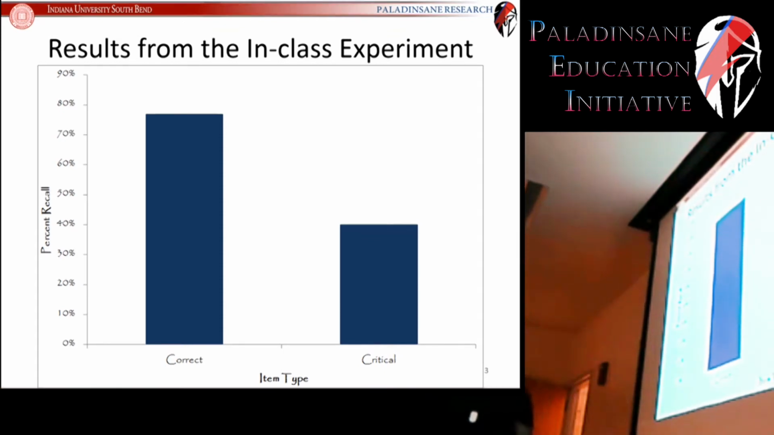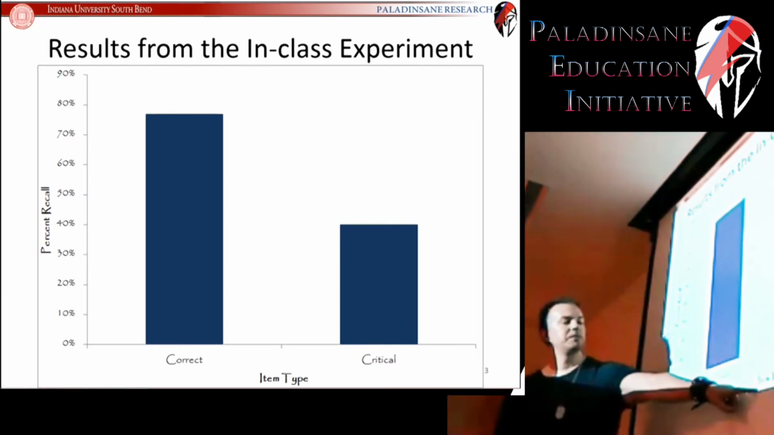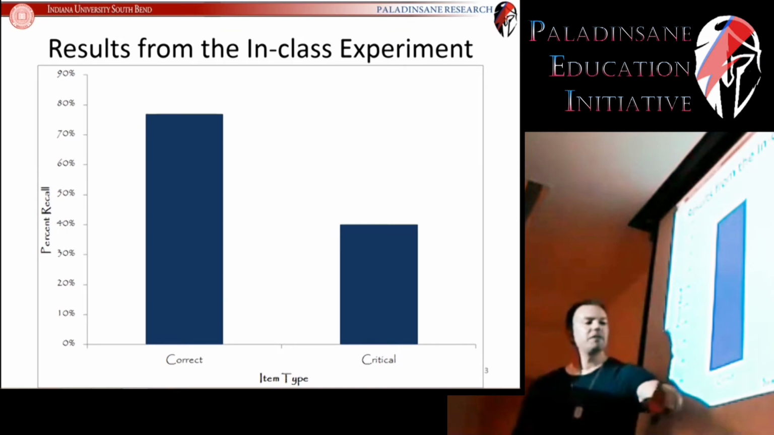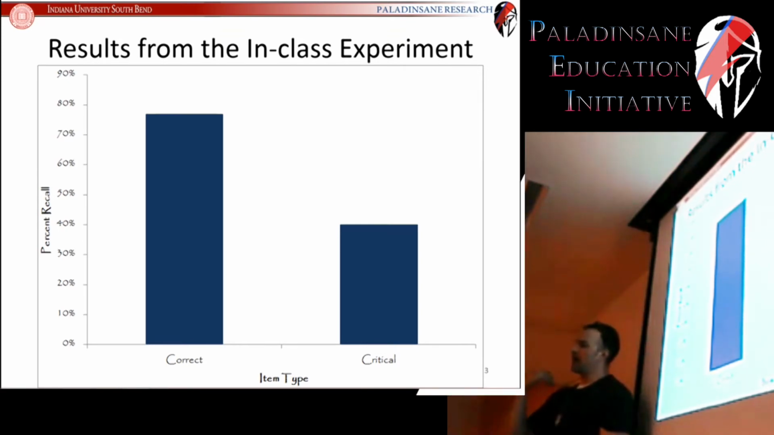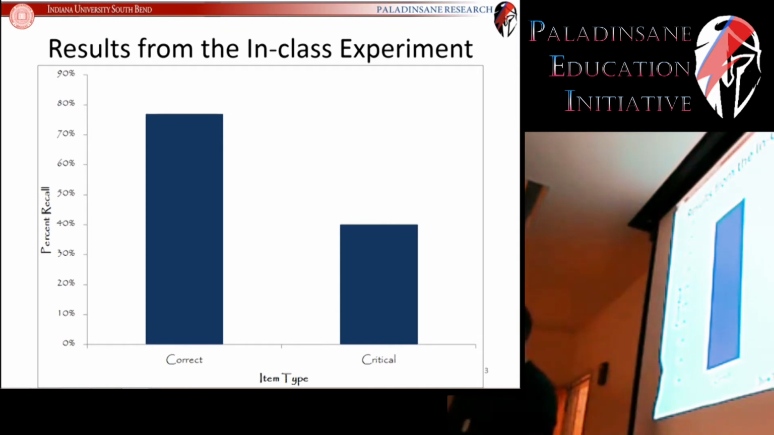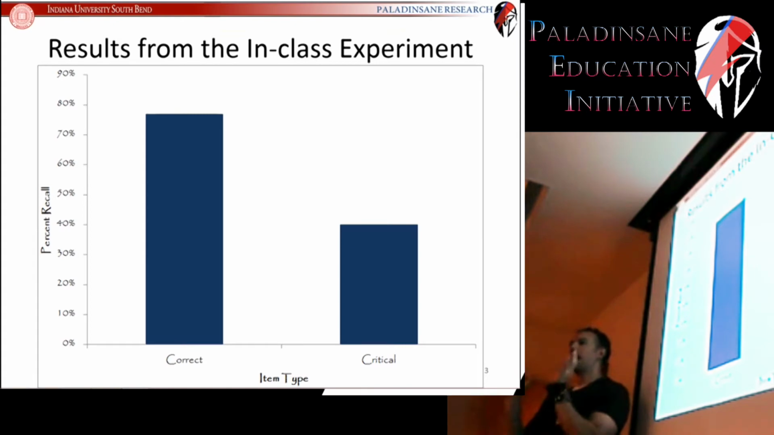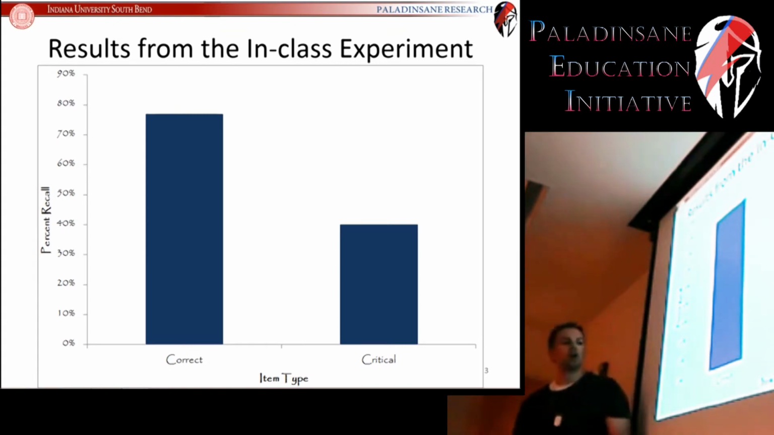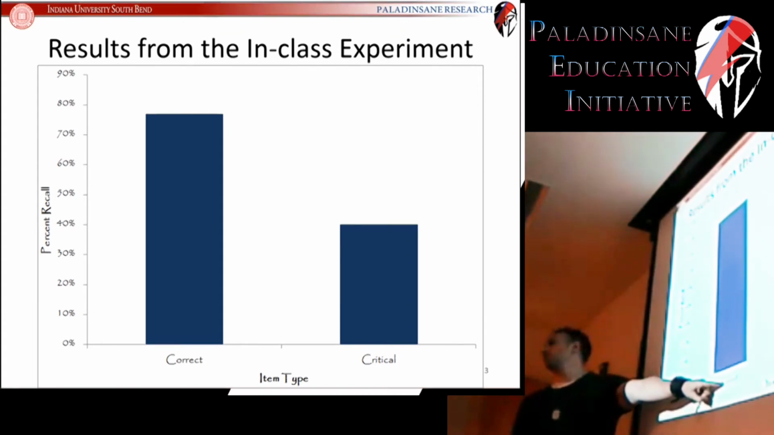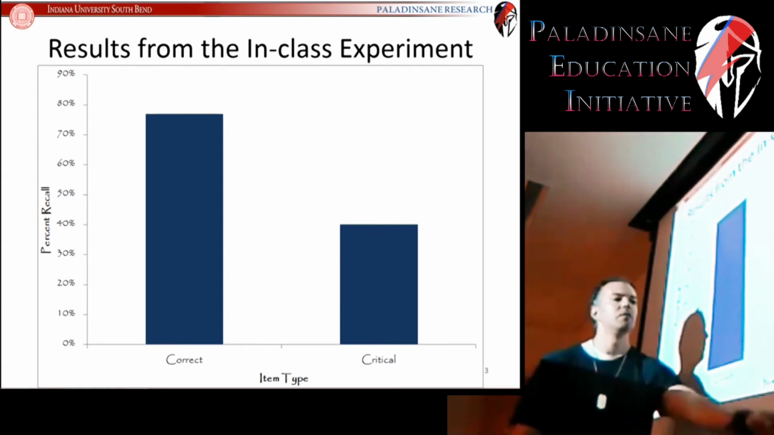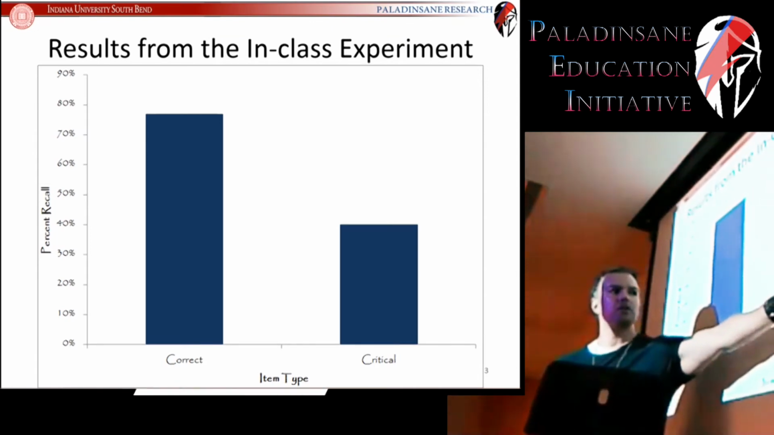So here we have the effect of item type, and we have the effect of item type alone. That's what a main effect is. It's the effect of each variable that you have in your experiment, isolated, alone. So we had two different types of items. We had correct items, words that were actually on the list. We had critical items, words that were not on the list, right? These are the false memories.